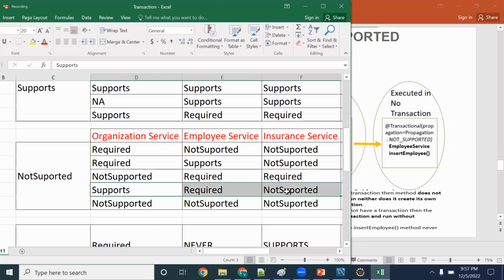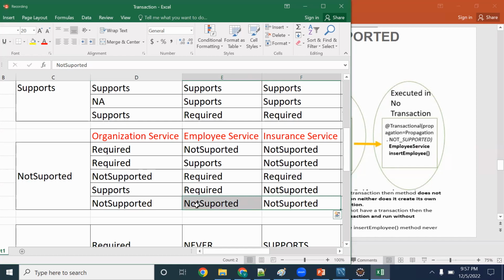Supports, required, not supported. Org supports, employee is required, insurance is not supported. Only the employee transaction will be created. Exactly. Employee only will create. Insurance anyhow not there, organization anyhow not there. Not supported, not supported, not supported. No transaction at all. Right?